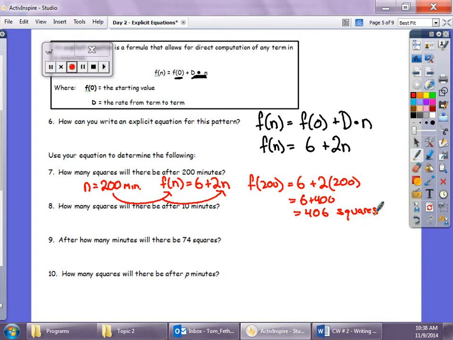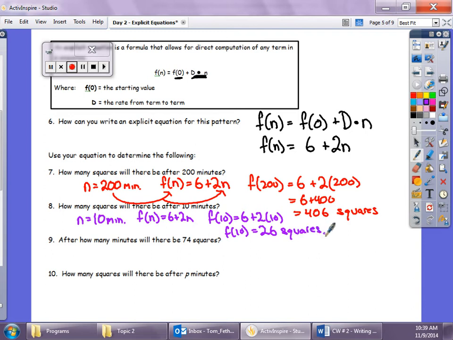How many squares will there be after 10 minutes? Well, once again, we do the same thing. This time we know that n is equal to 10 minutes. So we have our equation f of n equals 6 plus 2n, and we plug in 10 for the n. So f of 10 equals 6 plus 2 times 10. Well, 2 times 10 is 20. 20 plus 6 is 26. So at 10 minutes, there'll be 26 squares. So f of 10 is equal to 26.